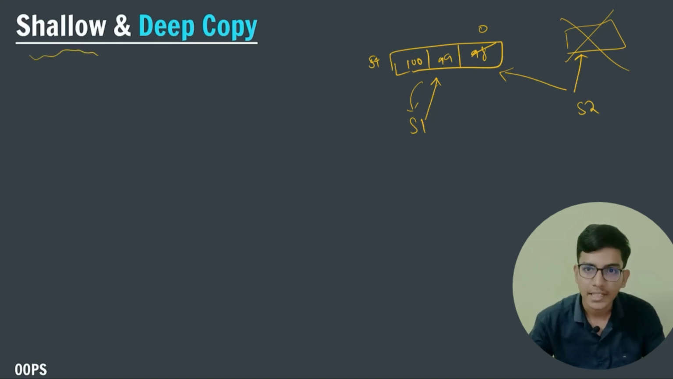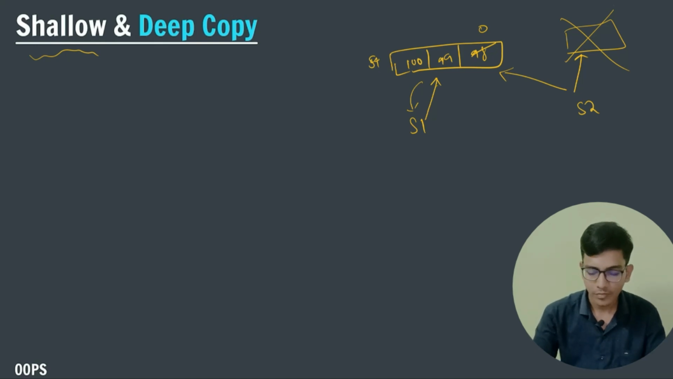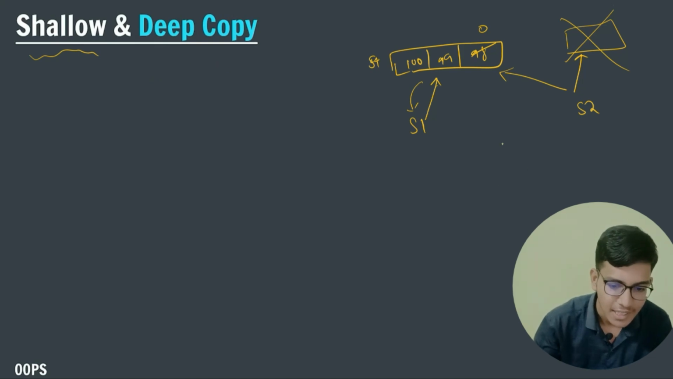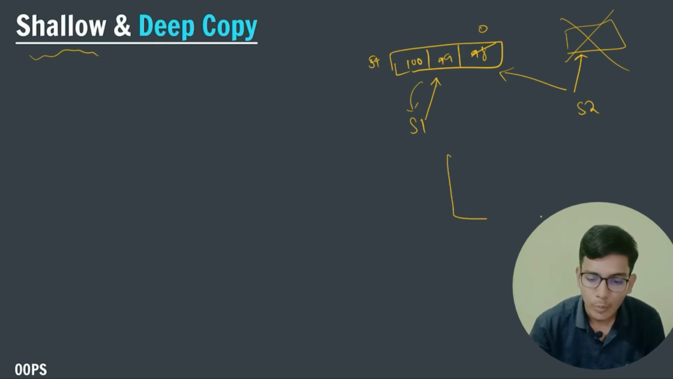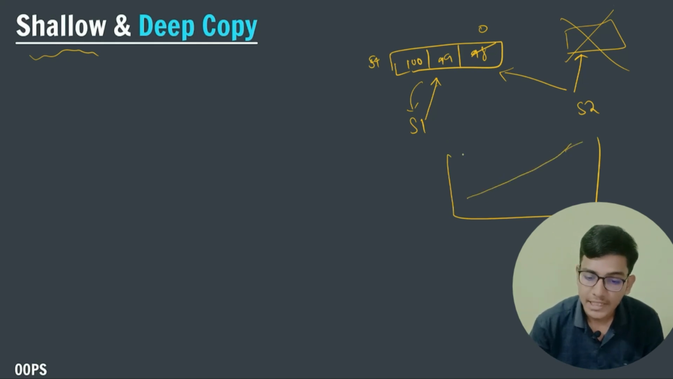To understand the concept of shallow copy and deep copy, let us consider that we have been to a swimming pool, and in the swimming pool we have observed one thing: that the water goes like this way, and initially the water is shallow.